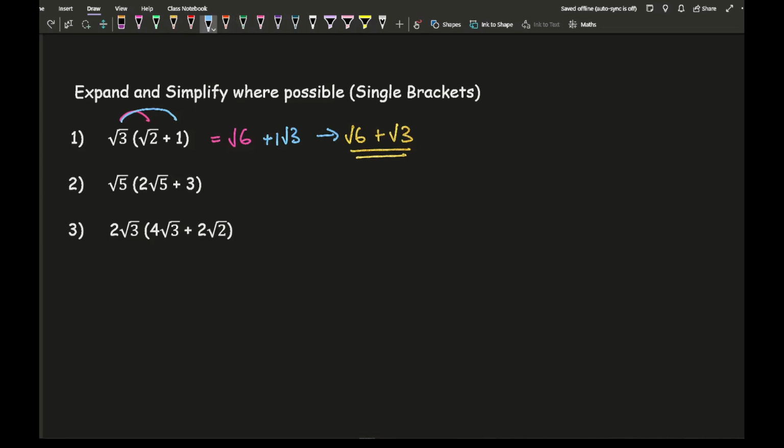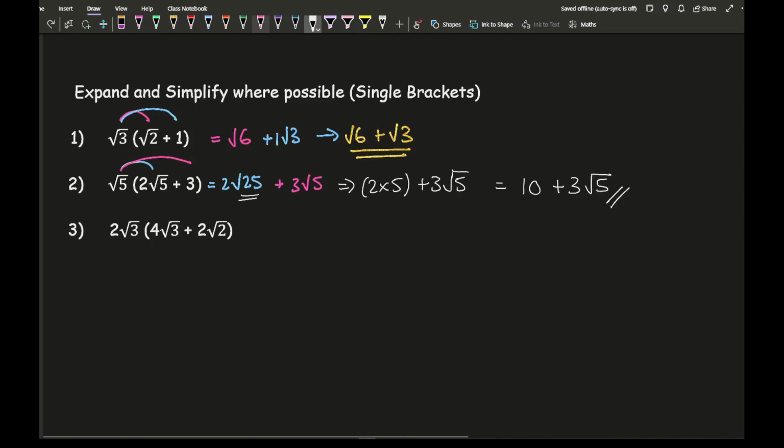For the next one, I've got root 5 multiplied by 2 root 5, so that then becomes 2 root 25 plus, and then that's going to be a number times a surd. It's just going to join those two things together, so that's just 3 root 5. Now with this I can simplify root 25 because that is just 5, so that then becomes 2 times 5 plus 3 root 5, and there's nothing I can do with the 3 root 5, that's just as it is, and that gives me a final answer of 10 plus 3 root 5, and there is my final answer.